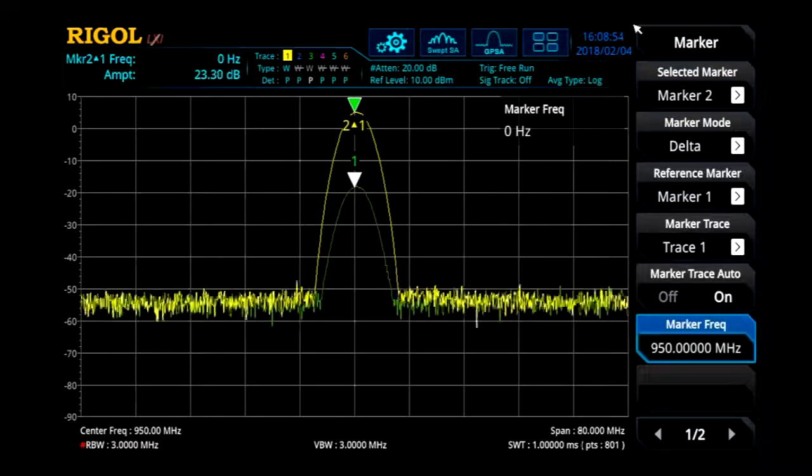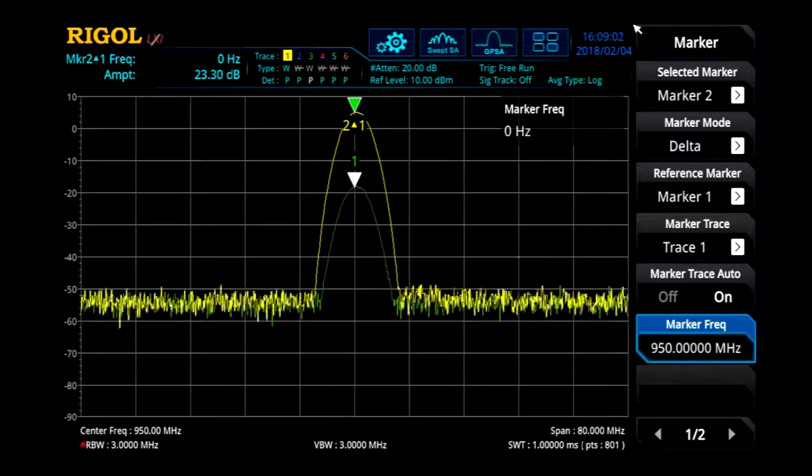Additionally, we can use the markers to set up a delta marker and see the 23 dB difference generated by the amplifier. So that's an easy way to calculate the gain of the amplifier at this frequency.